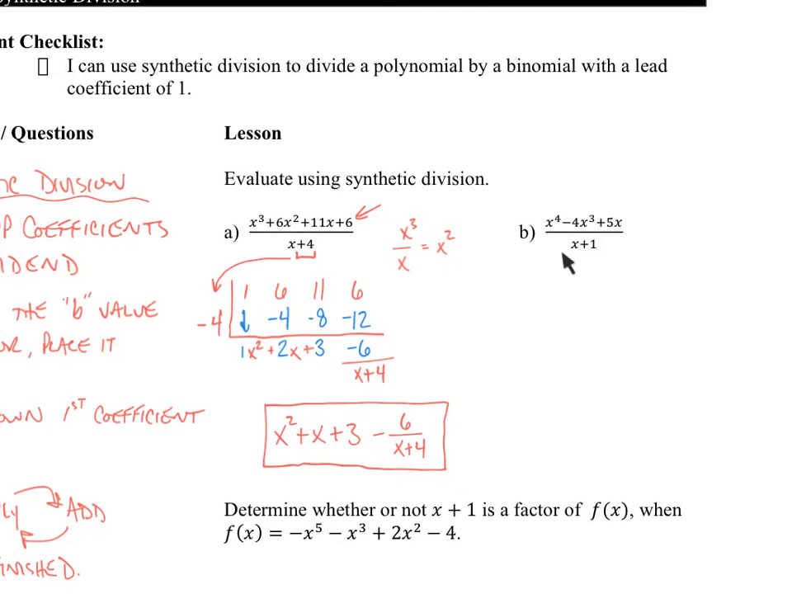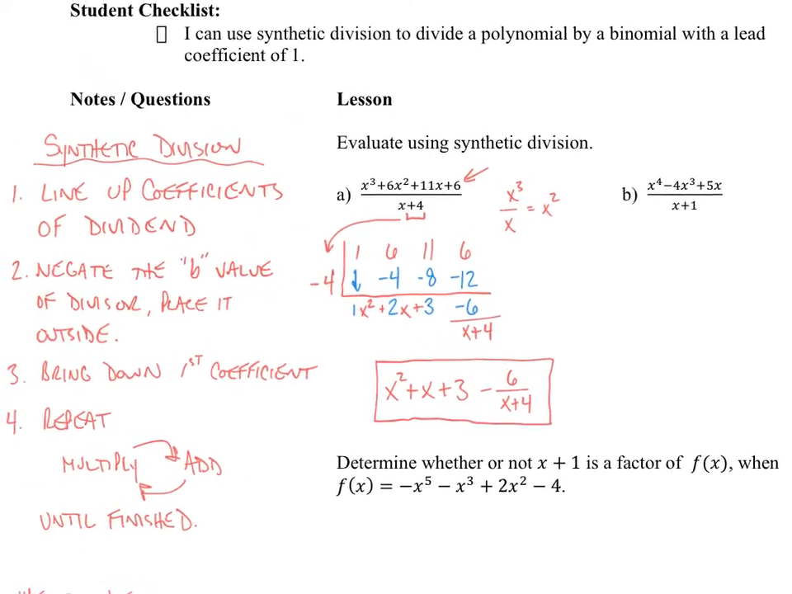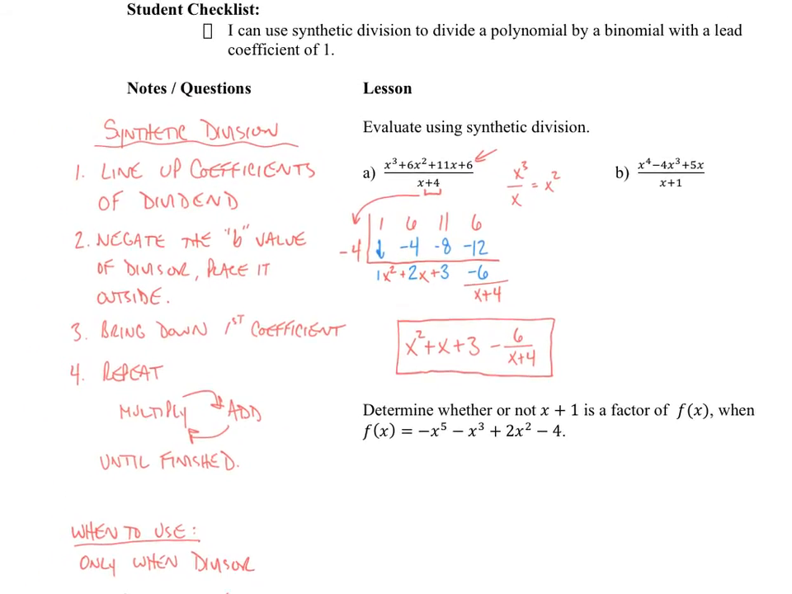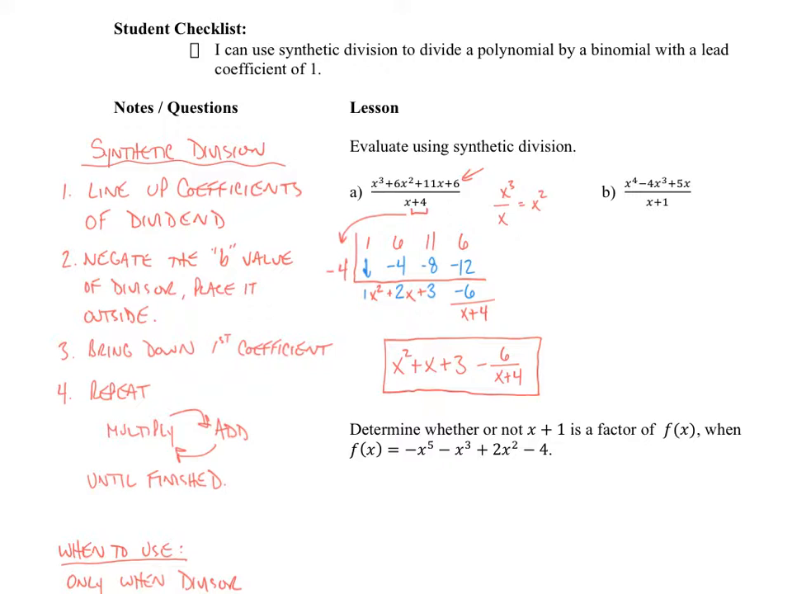So over here, we can also use synthetic because we're dividing by a linear divisor with a lead coefficient of 1. So let's use synthetic division over here as well. Make sure our steps are on the screen here. All right, step 1, we're going to line up our coefficients.